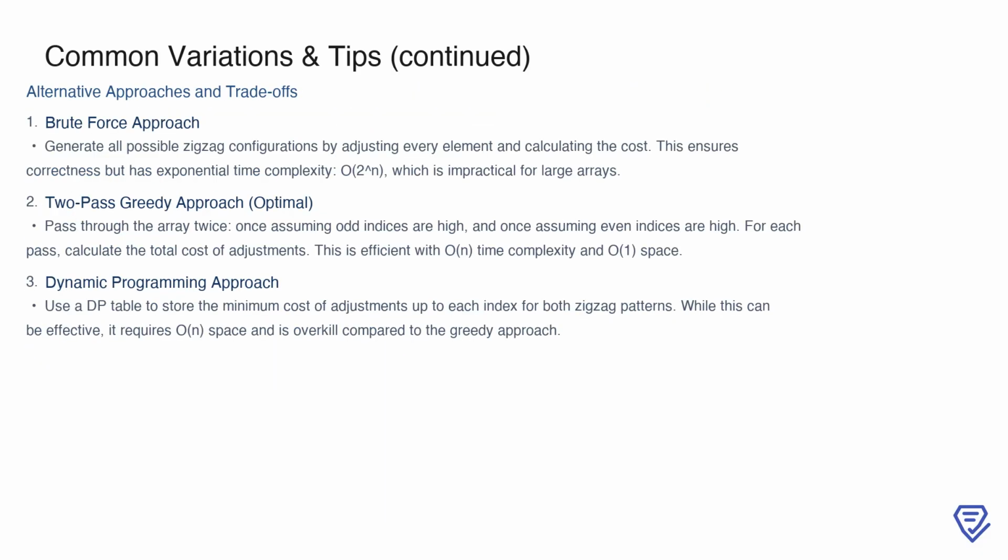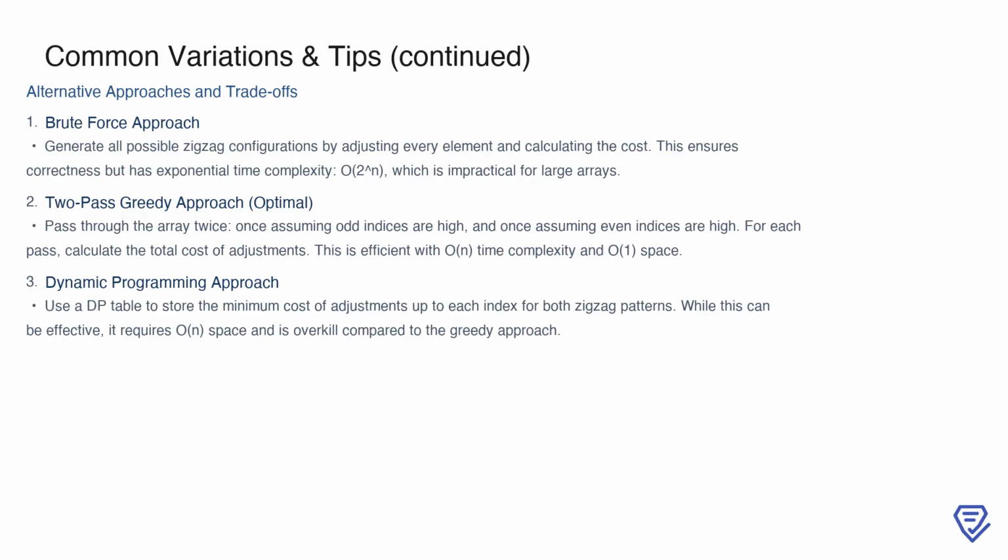Now let's compare alternative approaches and their trade-offs. The brute force approach involves generating all possible zigzag configurations by adjusting each element and calculating the total cost. While this guarantees correctness, it has an exponential time complexity of 2^n, making it impractical for large arrays. The optimal solution is the two-pass greedy approach.